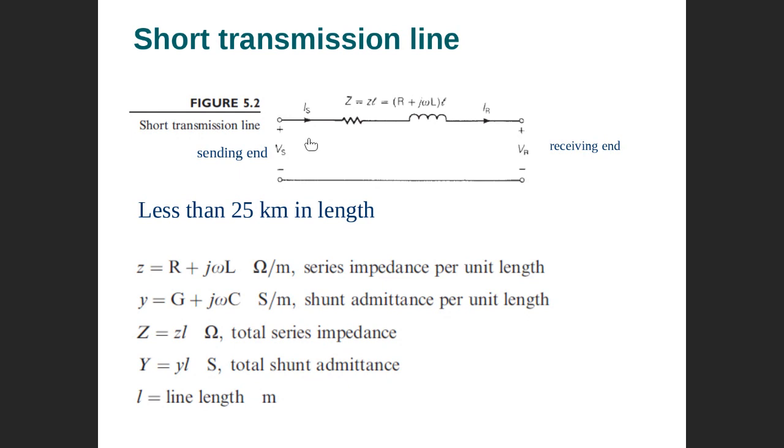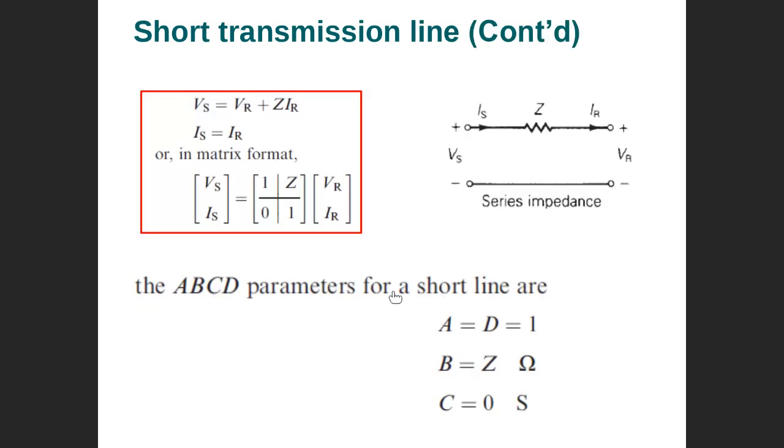Now we can relate VS with VR, sending end with the receiving end. How do we relate them? We relate them in this way. Here we have Z, therefore VS equals VR plus I times Z. Now Kirchhoff voltage law, KVL. VS equals I times Z plus VR. This is KVL, so we're doing KVL here. So VR plus IR times Z, this is the VS.